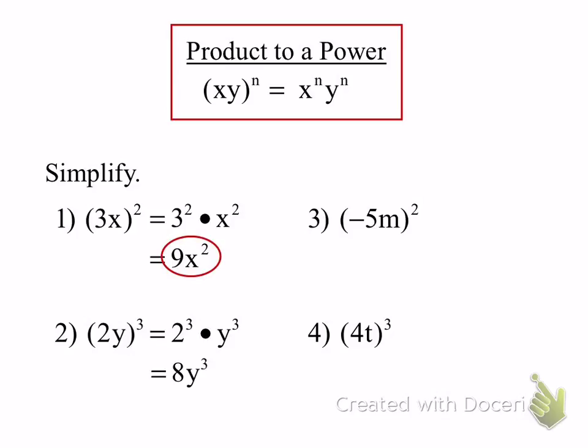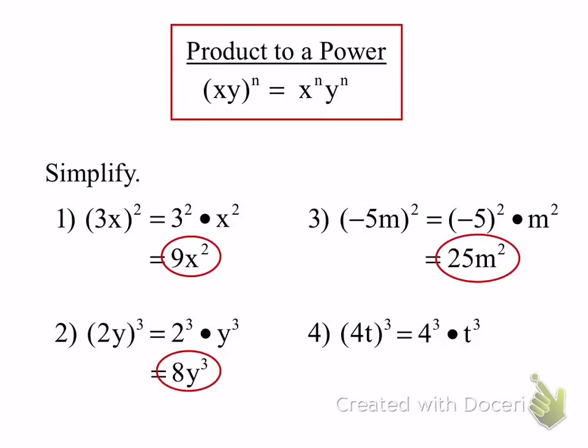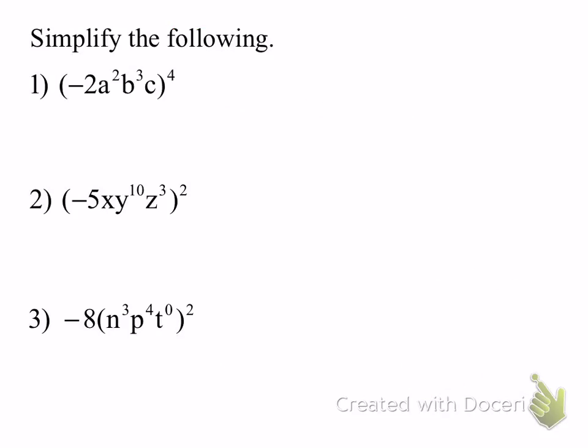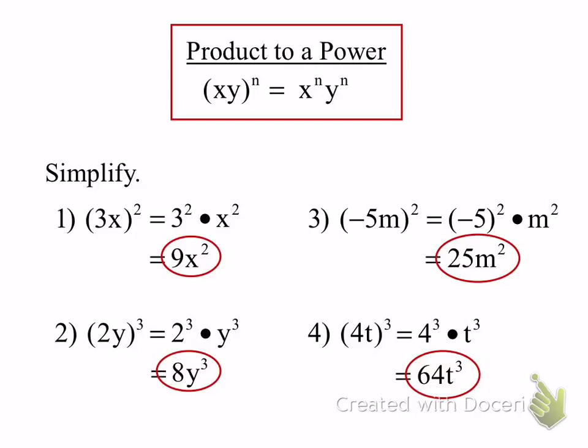What about number 3? Let's go with Juan. Negative 5 to the second power is 25, m times the second power. Perfect. Okay, and then the last one, 4 to the third. You guys understanding? No, sorry. Where did you get the 8 from? Because I have to take 2 to the third power. 2 to the third power is 2 times 2 times 2, which is 8.